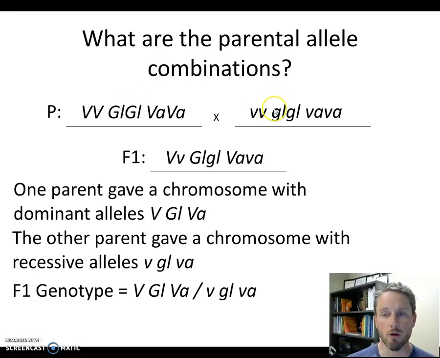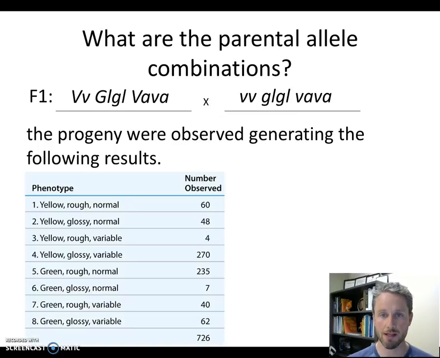So if we know about the parents that we generated an individual from, we may very well be able to figure out what the parental allele combinations are. In this case, all the dominant alleles on one chromosome, slash, and then all the recessive alleles on another chromosome. But there's another approach we can take.